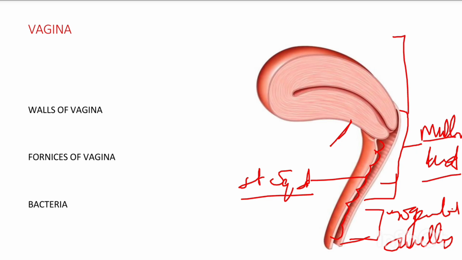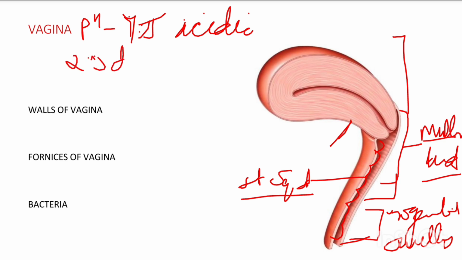Now what is the wall of vagina? Before that, we will discuss the pH. pH is 4.5, which is slightly acidic. Diameter is 2.5 centimeter, and it is at 45 degrees horizontally.